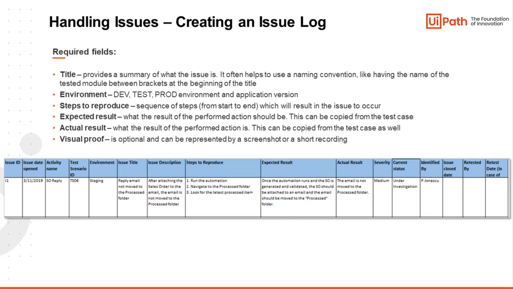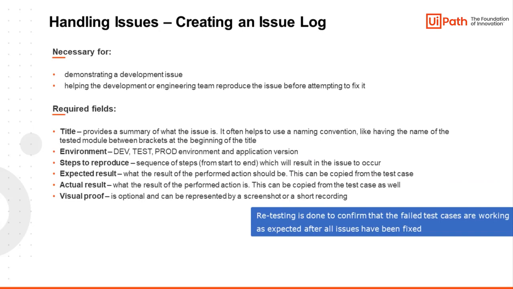Once issues are fixed, a new iteration of the automation workflow is deployed and retesting must be performed. Retesting is done to confirm that the failed test cases are working as expected after all issues have been fixed. An issue log template covering our order-to-cash use case is available for download just below this video, as well as in the Learning Resources section of this course.